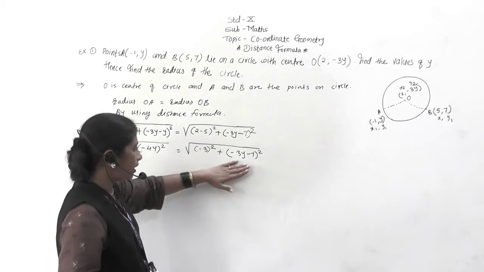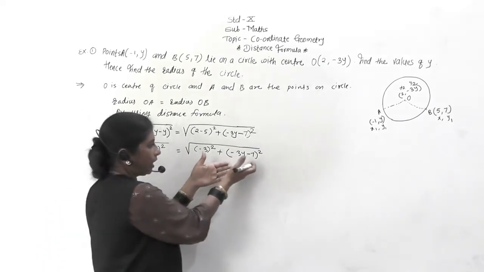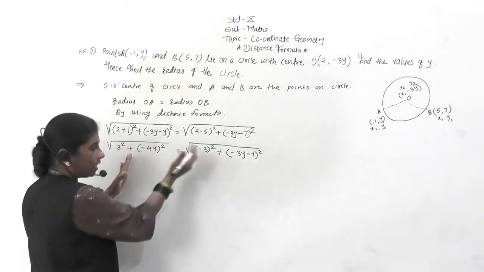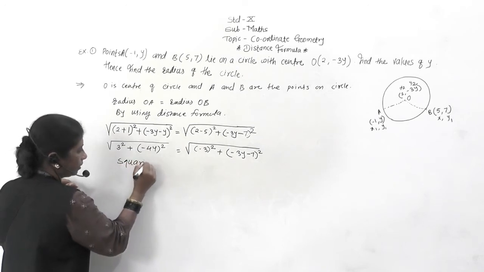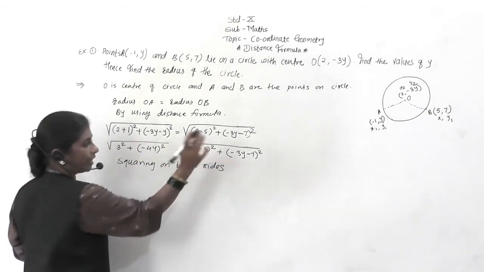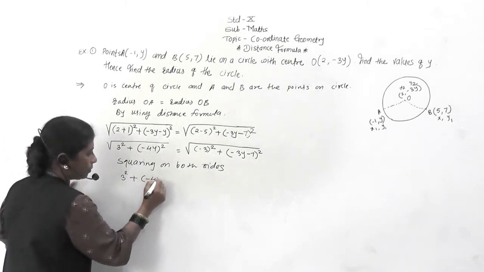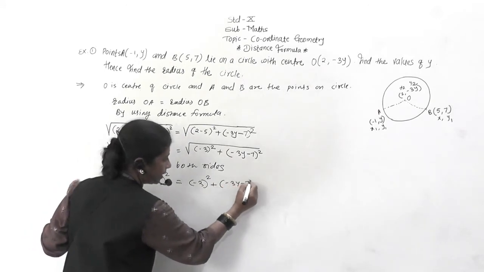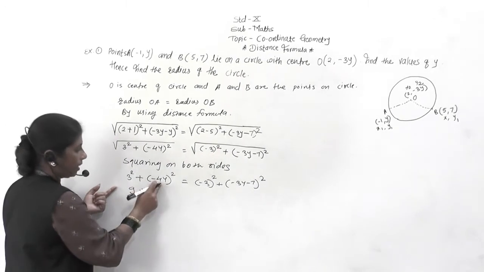Then here we have to find the value of y. On both sides we have the root, so this quantity comes into identity form. So what we will do is square both sides, so that the square root on each side gets cancelled. So directly you will get 3 square plus (minus 3 minus y) bracket square equals minus 3 square plus (minus 3 minus 7) bracket square, right? Now we will simplify this expression. What is 3 square? 3 square is 9, plus (minus 3 minus y) square.